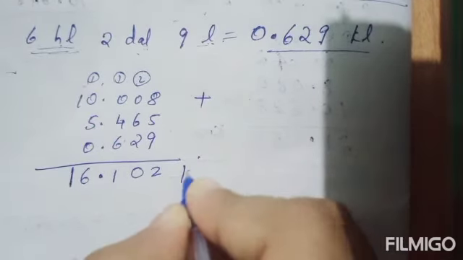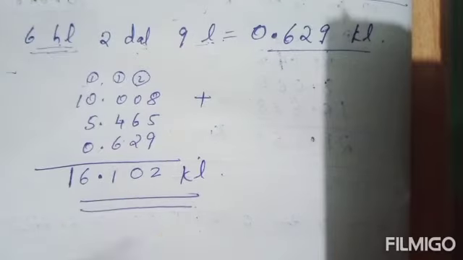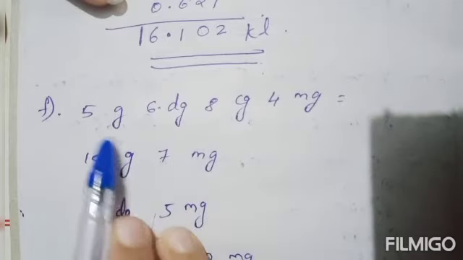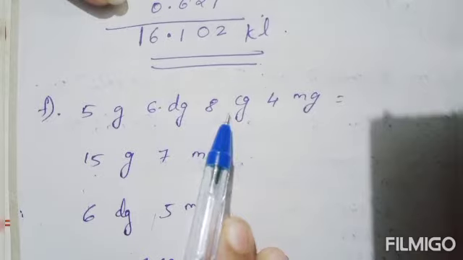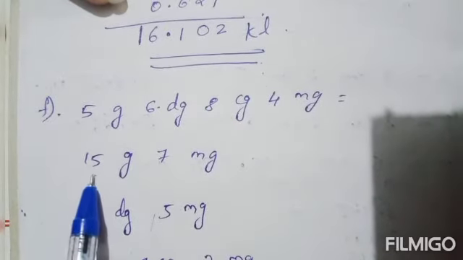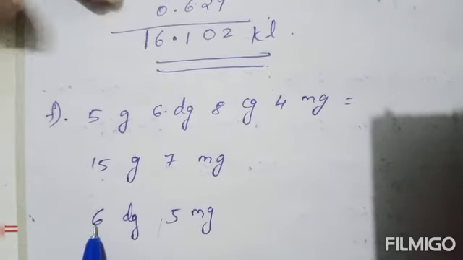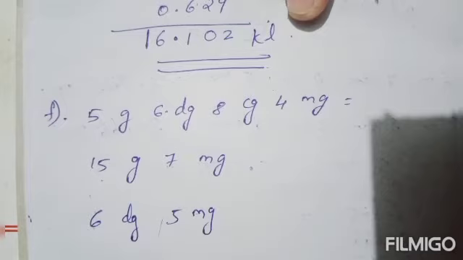16.102 kiloliter. This will be the answer. Okay. Next F. 5 gram, 6 decigram, 8 centigram, 4 milligram. 15 gram 7 milligram, 6 decigram 5 milligram, 8 gram 7 centigram 2 milligram. First you have to write these in decimal notation.